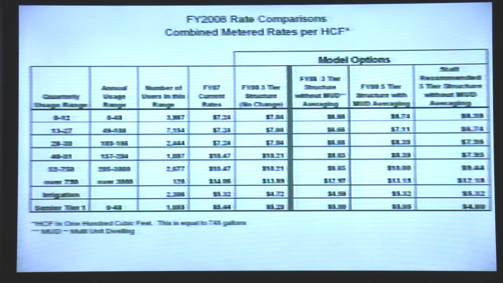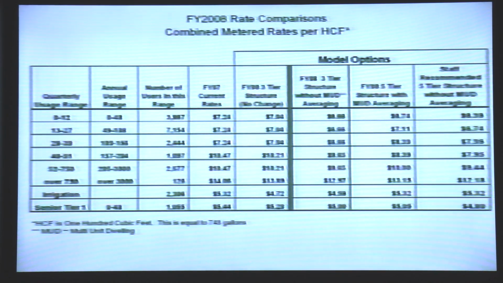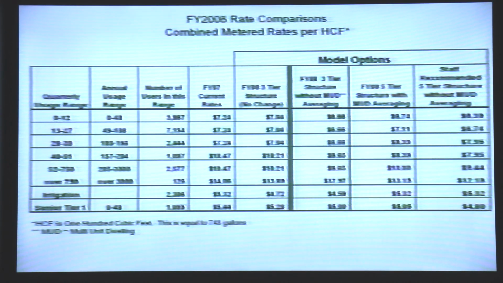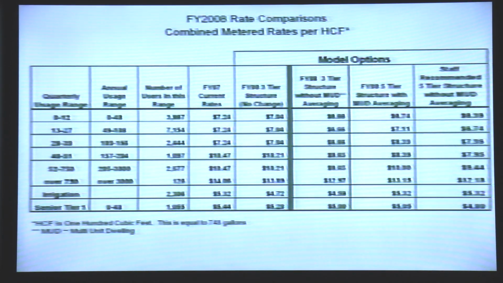This is the comparison of rates, combined meter rates per 100 cubic feet. And for the purposes of abbreviation, multi-unit dwelling is MUD. We have a number of ranges here, and they cross over a 3-tier versus 5-tier system, so that's why there's more than 5 lines up there. A tier 1 in both systems, in a quarterly usage range, 0 to 12 units.